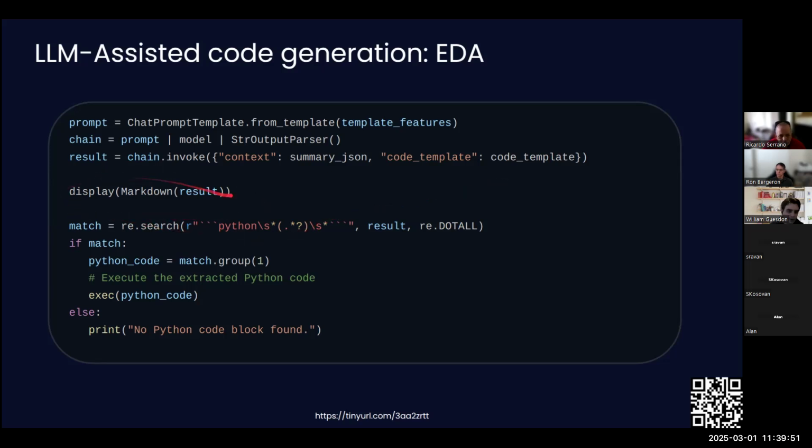Then I display the result in markdown format so I can see the Python code. And then that's the command I use to run the code. I run a regex match to extract the Python code. It's important for me to say that I want the Python code to be in a Python code block, so it's easy for me to create a function to extract the code. And then I run a simple exec command to run the code.